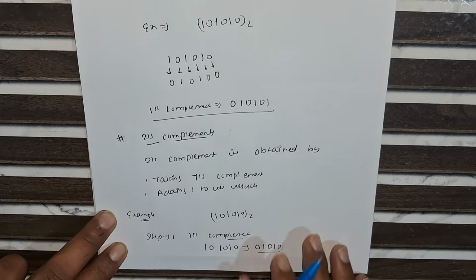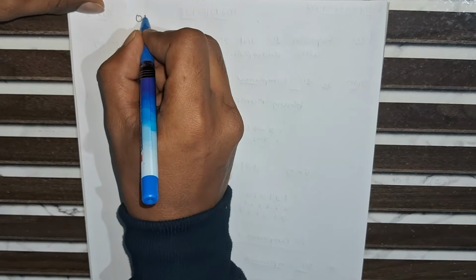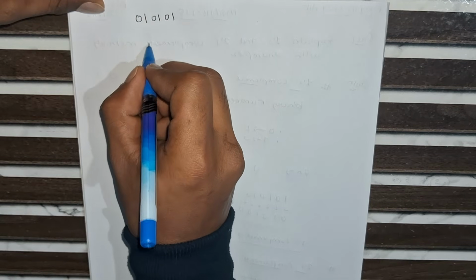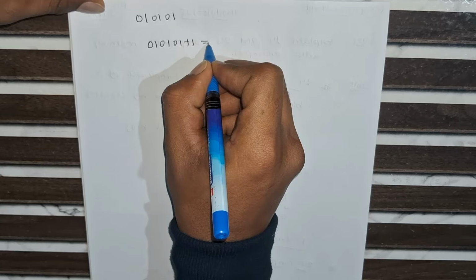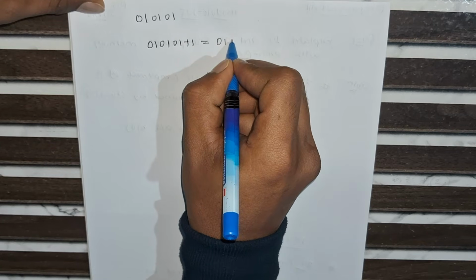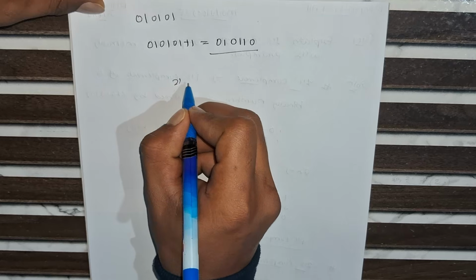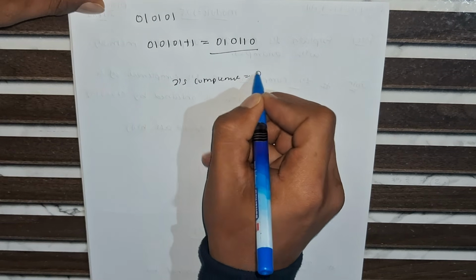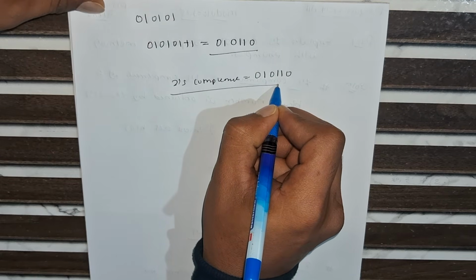Now what we have to do? We have to add 1 to the result. So this is our result. Now add 1 to this. So 0 1 0 1 0 1, this is our 1's complement. Now we have to add 1. 0 1 0 1 0 1 plus 1 becomes 0 1 0 1 1 0. So this is nothing but our 2's complement. So our 2's complement equals 0 1 0 1 1 0. This is our final answer.